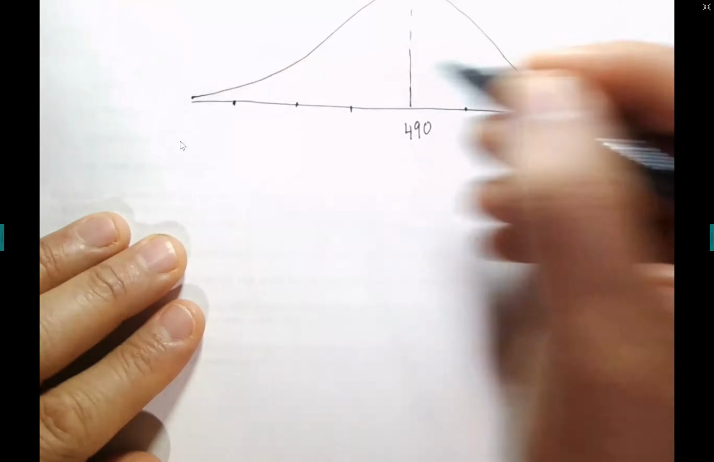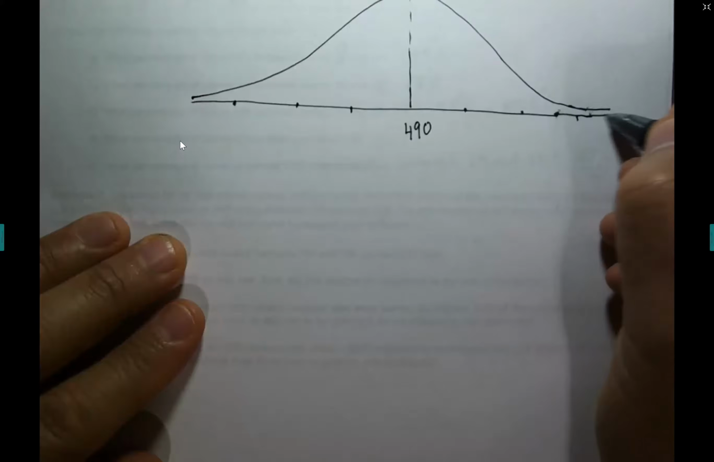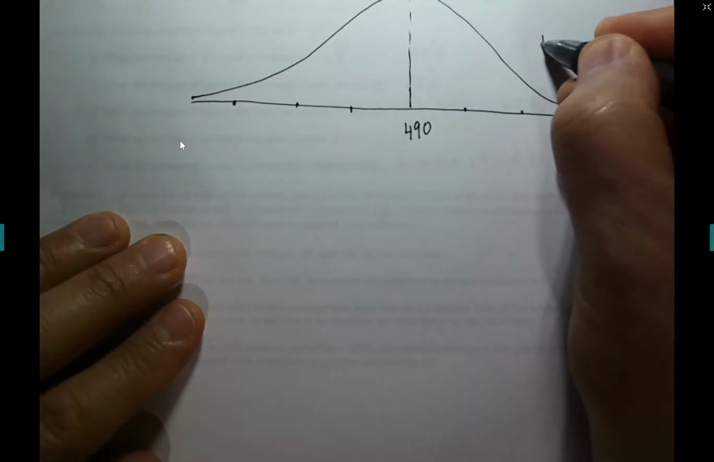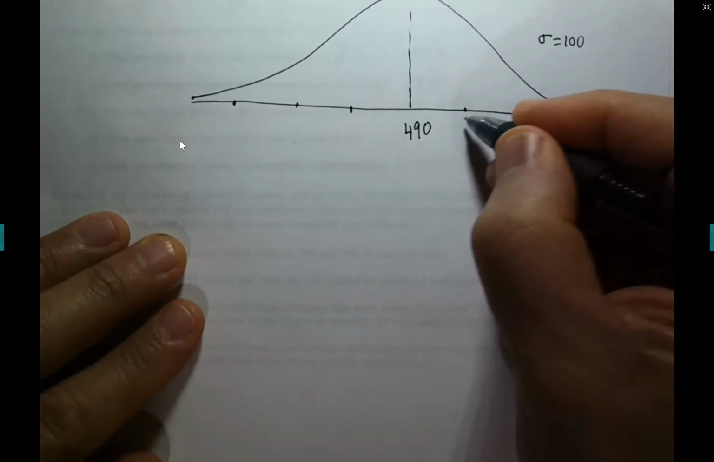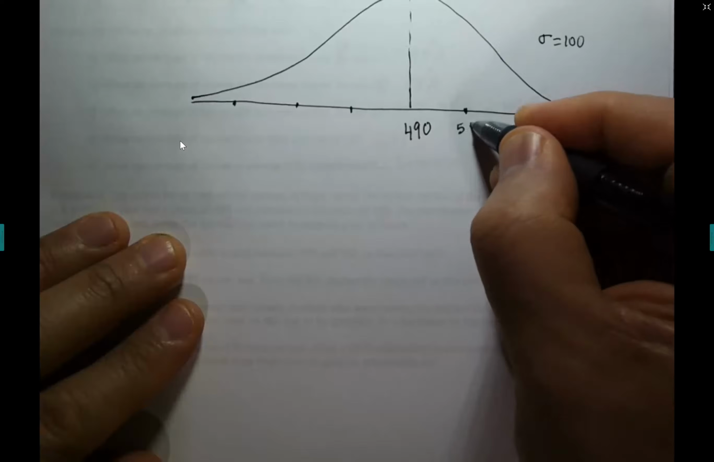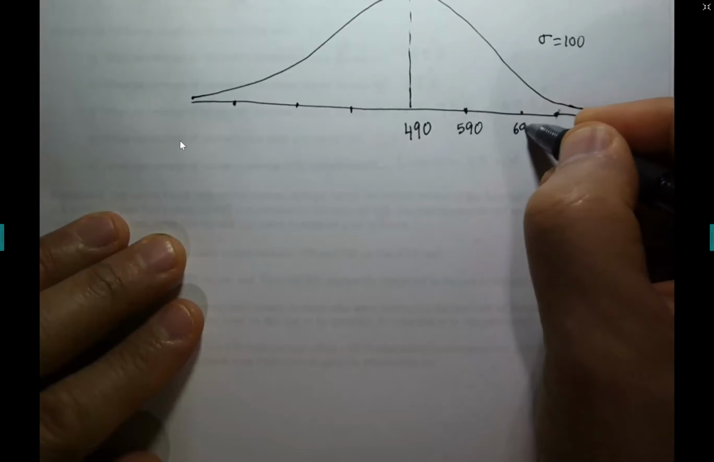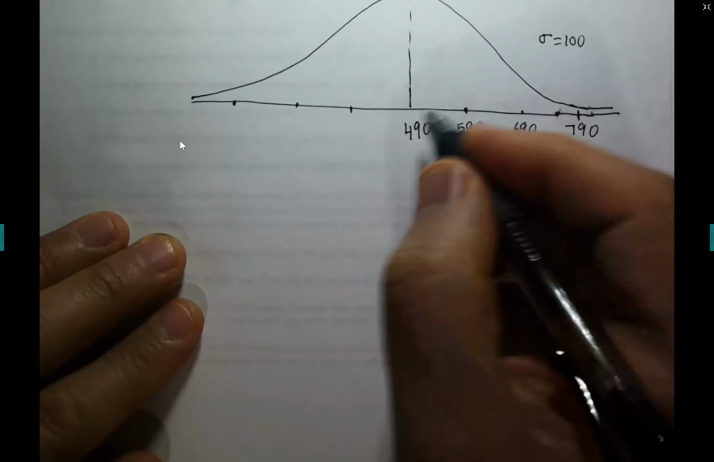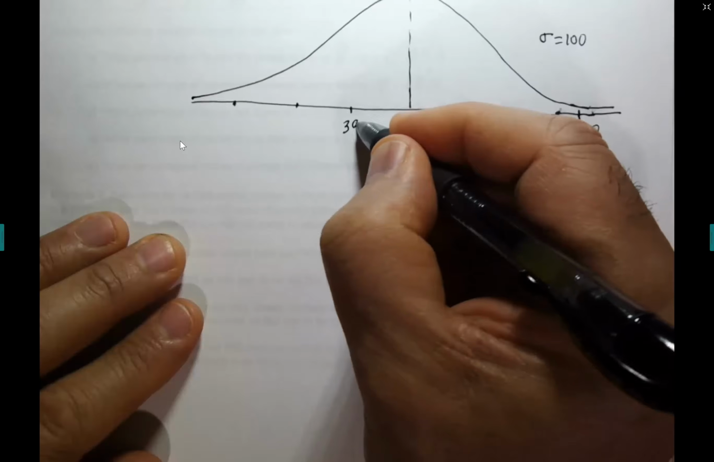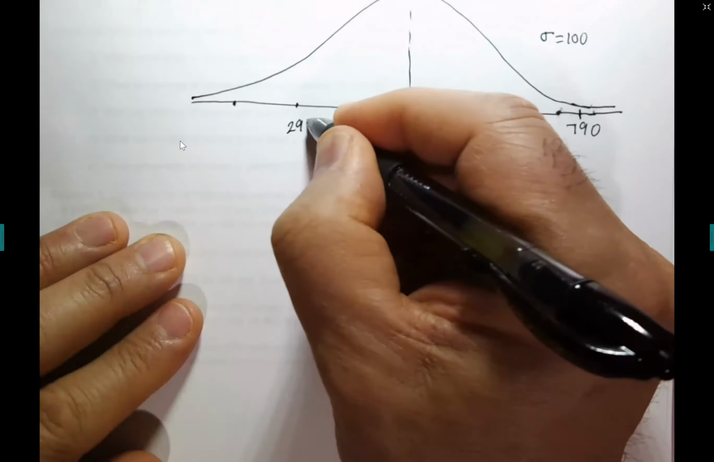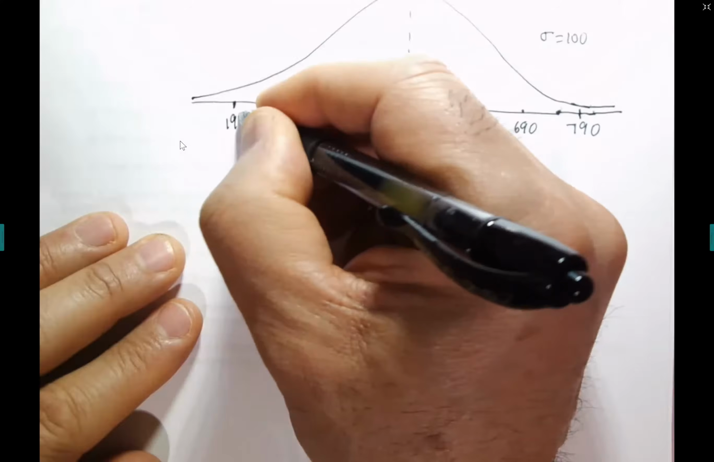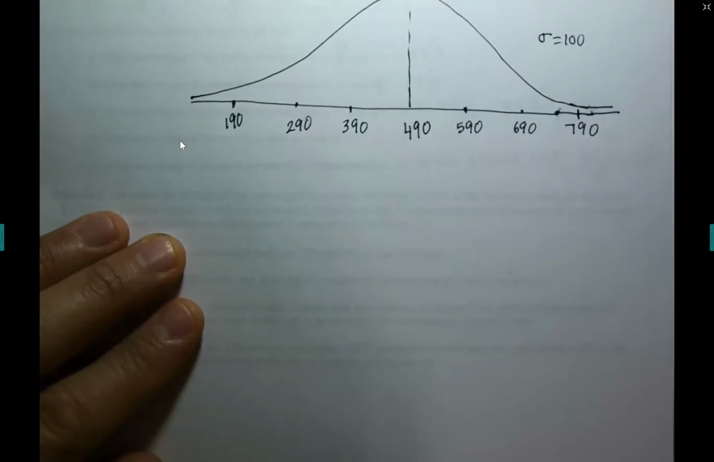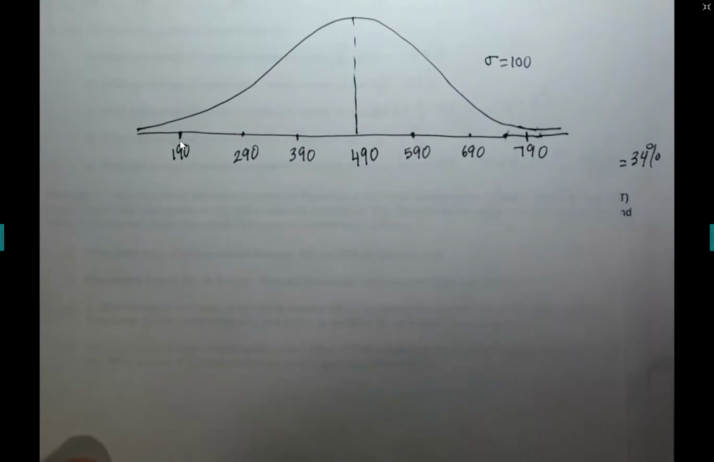Okay. So I got the sigma is 100. You guys agree with me, I should add 100 every time. So that's 590, 690, and 790. And now I'm going to subtract 100. I don't think on the test anyone can score below 200 anyway. So this is the normal, the bell-shaped curve, guys. And now we're going to answer some questions.